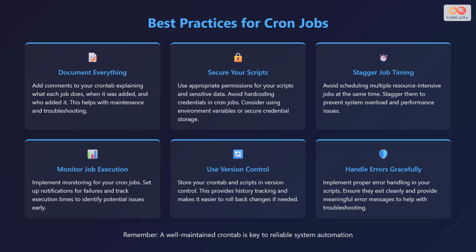Let's explore some best practices for cron jobs. Document everything by adding comments to your crontab explaining what each job does, when it was added and who added it. Secure your scripts by using appropriate permissions for your scripts and sensitive data. Avoid hard-coding credentials in cron jobs. Stagger job timing to avoid scheduling multiple resource-intensive jobs at the same time. This prevents system overload and performance issues. Monitor job execution by implementing monitoring for your cron jobs. Set up notifications for failures and track execution times to identify potential issues early.